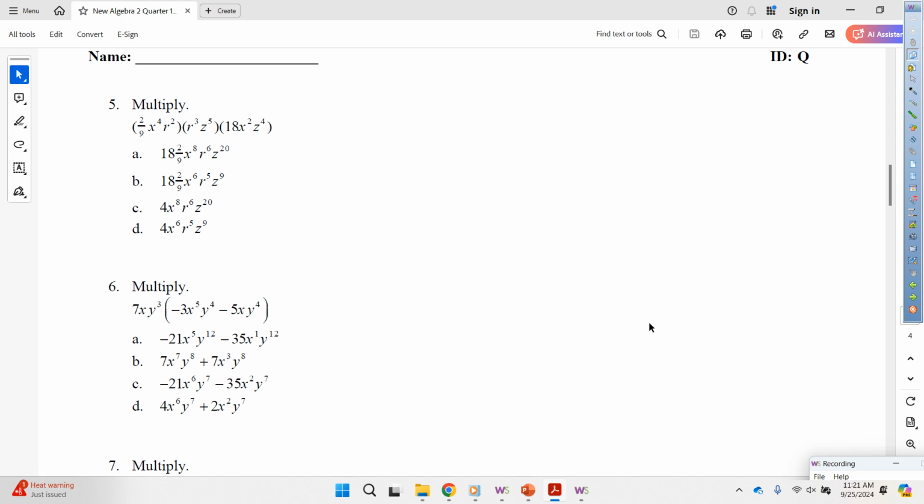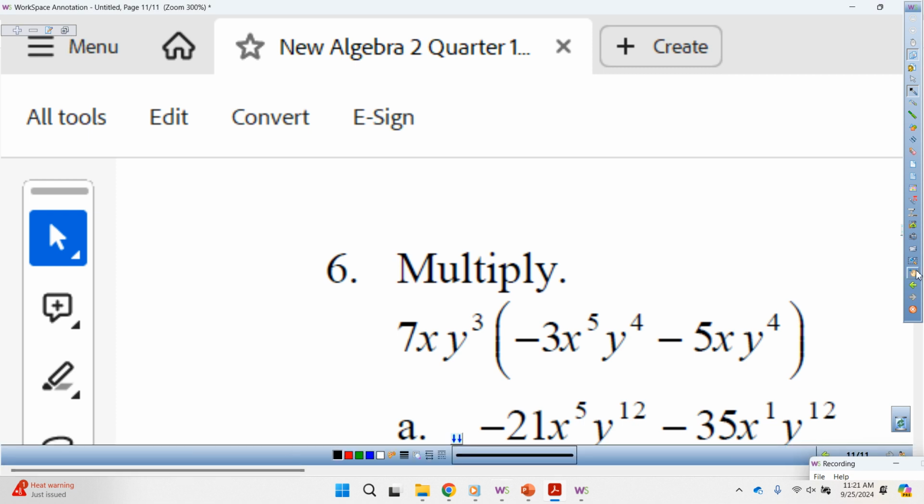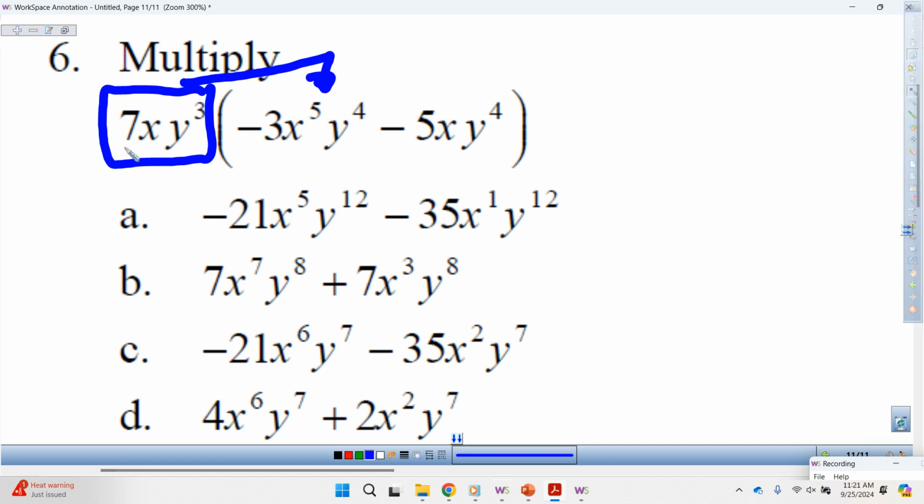Move on. Number 6. Here we go. Monomial times binomial. Here it goes. What is 7 times negative 3? Negative 21, right? 7 times negative 3. What is x times x to the fifth? X to the sixth. What is y cubed times y to the fourth? Y to the seventh.